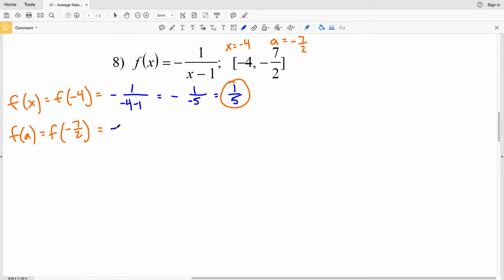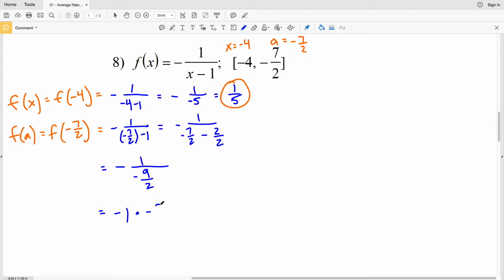So plugging negative 7/2 in for x in our function. That's going to be the opposite, or negative 1 over negative 7/2 minus 1, written in terms of halves. So that will be negative 7/2 minus 2/2. So negative 1 over negative 7 minus 2 is negative 9, so negative 1 over negative 9/2. And as opposed to dividing 1 by negative 9/2, we'll multiply by negative 2 over 9. So negative 1 times negative 2 over 9 will equal positive 2 over 9, or positive 2/9.